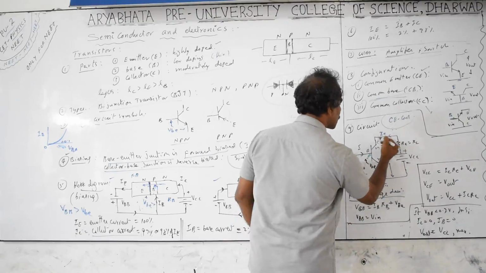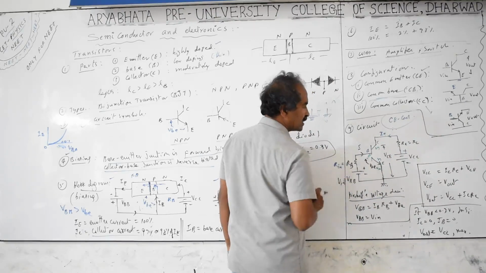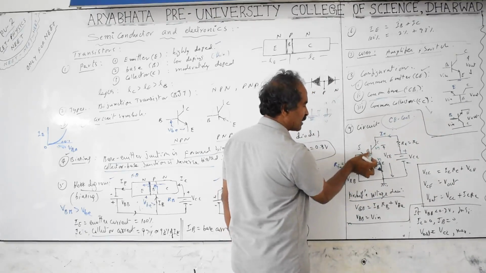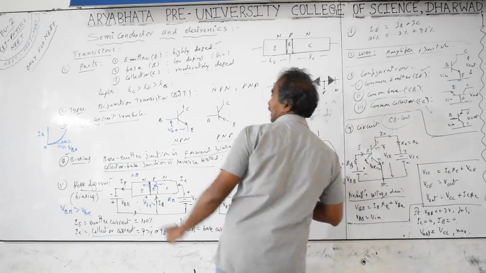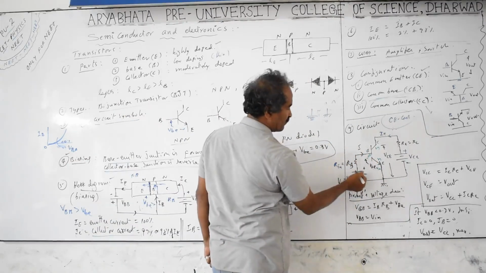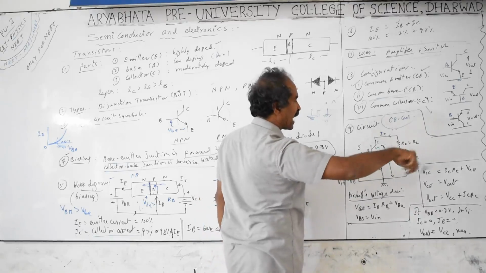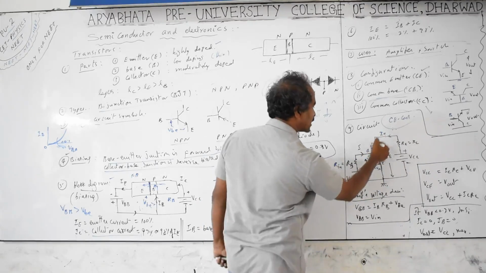IC can also pass to here. If this VBB is less than VBE, then it is just like an open part. That means the diode is not completely forward biased, so current will not be there. Here current is 0 for the base. Whenever this VBB is less than 0.7 volts, this part current will not be able to pass, just like a tap off in between. So this IC cannot pass through this.